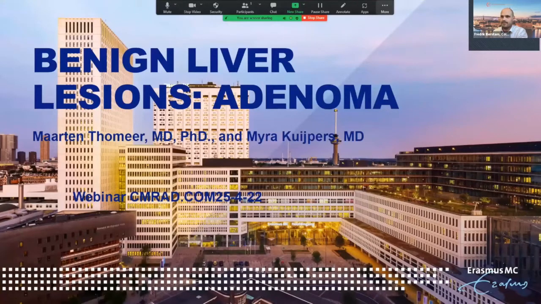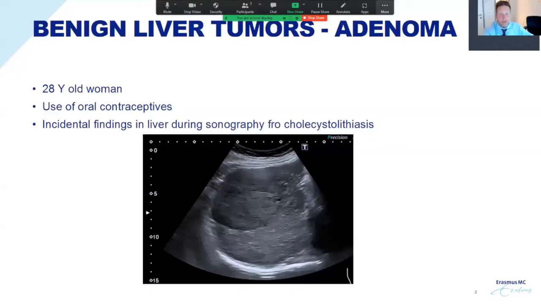Good evening. Today, Myra and I would like to deepen in the diagnostic possibilities, how to diagnose hepatocellular adenoma non-invasively with MRI, and how to differentiate it from other common liver lesions. But first, let's start with the introductory case. The case is about a young woman using oral contraceptives. She has undergone a sonography of the liver for suspicion of bile stones. And this is what we found.